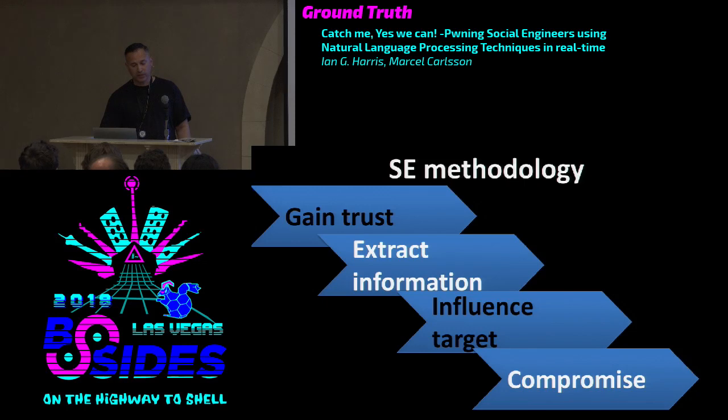Quick word about the methodology. Like we talked about trust relationships, it's all about gaining trust. We will extract information, influence the target, keep doing that a couple of rounds, and then eventually we'll have a compromise.